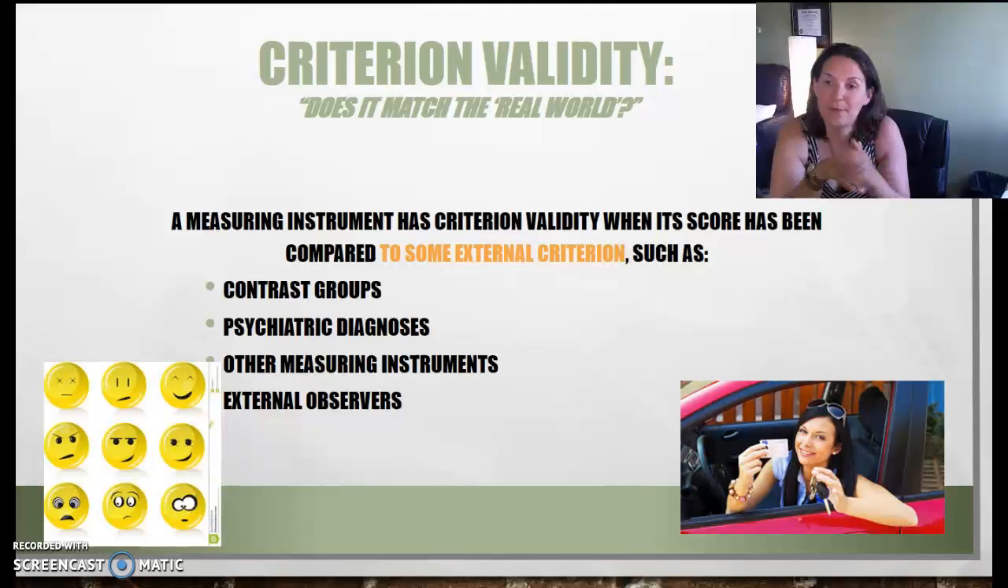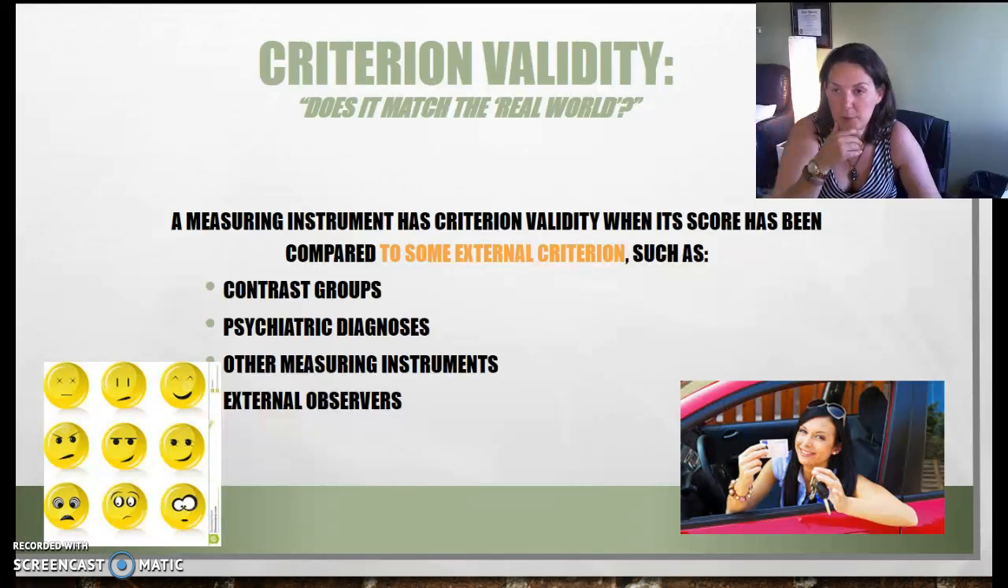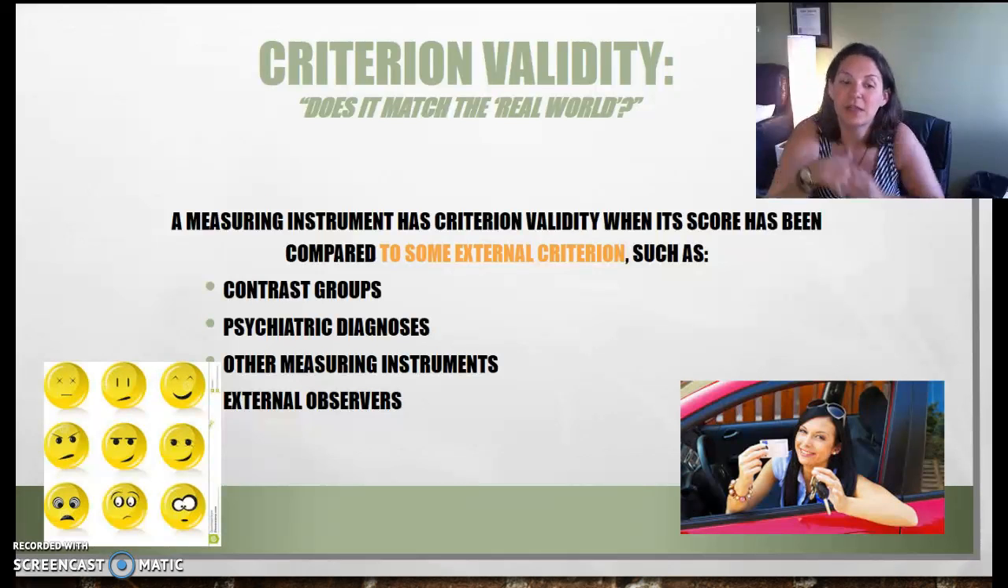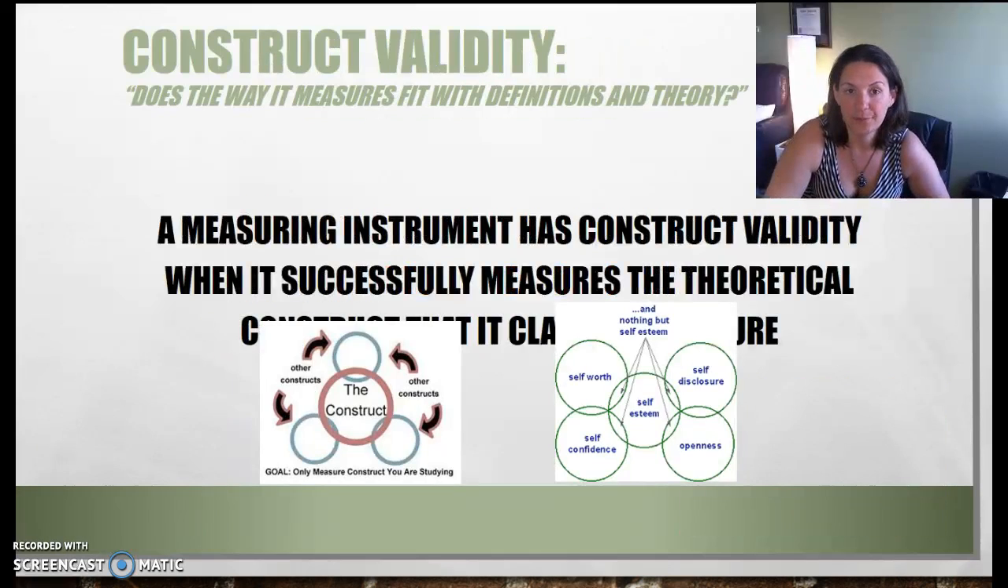Another example, and it's the happy face, sad face picture, is, again, going back to a study that was measuring depression levels or mood, right? The survey came back and said the person has a really low level of depression. But what we see in front of us is a person who never smiles, right? That is the real world, that person's affect not matching up to what the score on an inventory said. That would be low criterion validity. It doesn't match the real world.